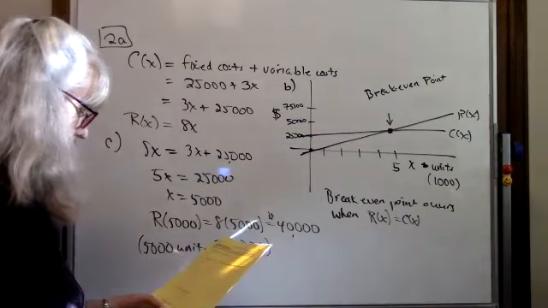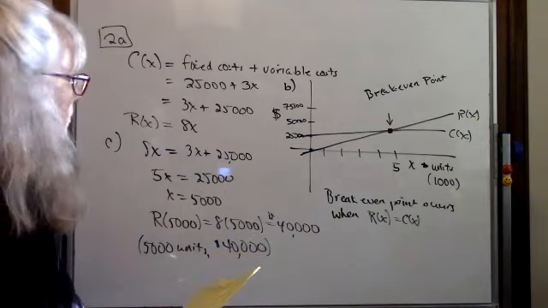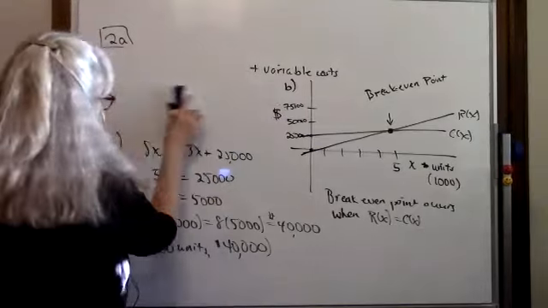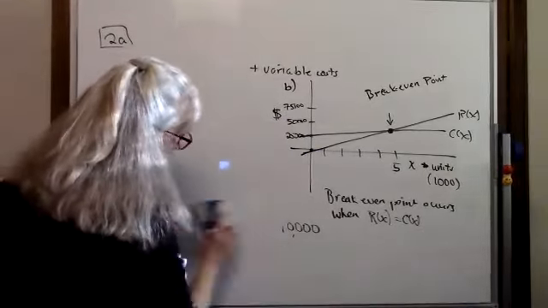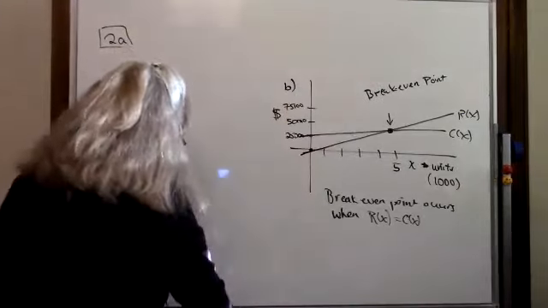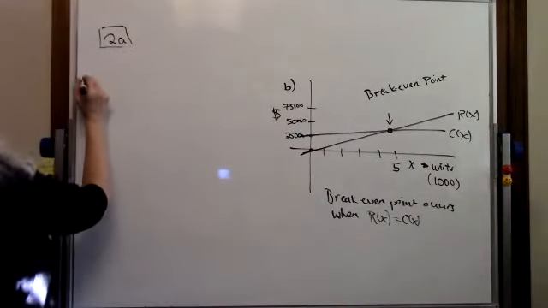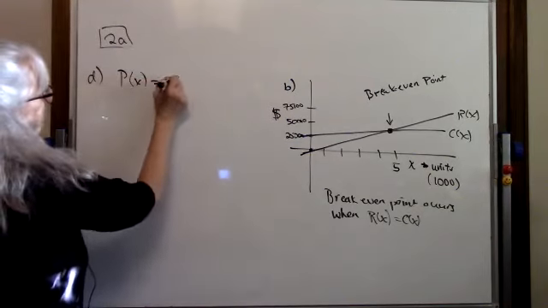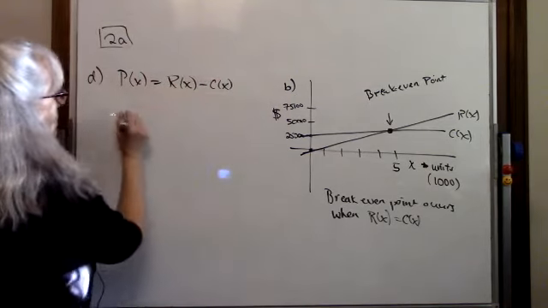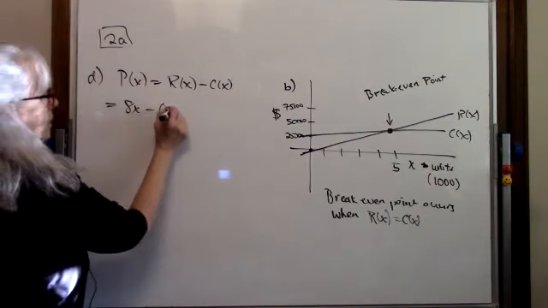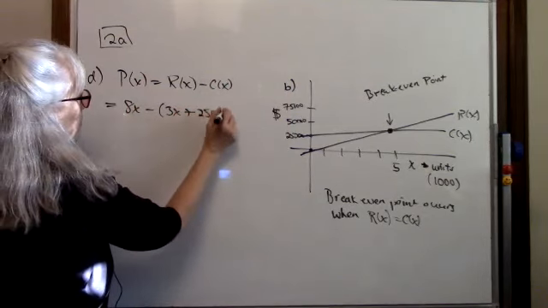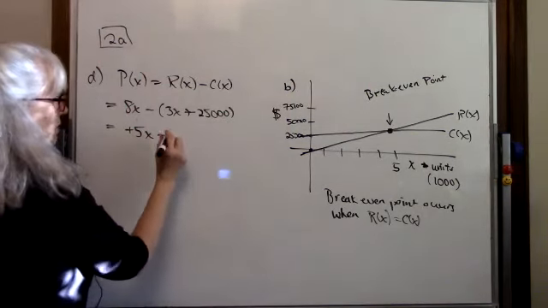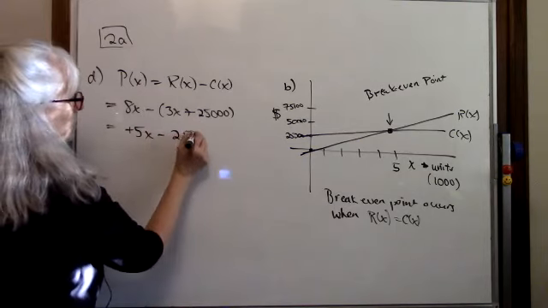And then it says, let's sketch for part D the profit function. Well, we need to find the profit function. From our work the other day, we know that the profit function is the revenue minus the cost. So part D, the profit function P of x is the revenue minus the cost. So that would be 8x minus the quantity 3x plus 25,000. So that's going to give me 5x minus, because we're going to distribute the negative, the 25,000.